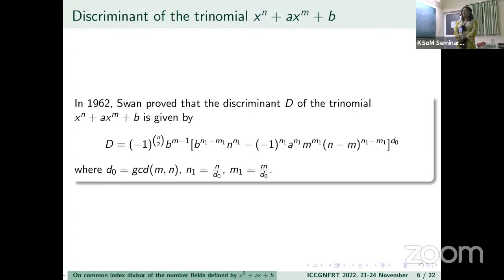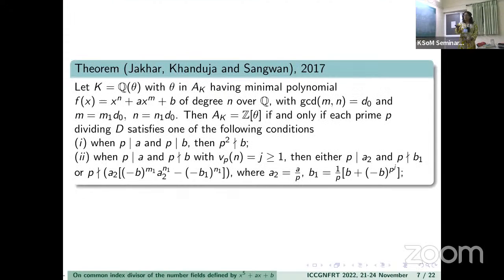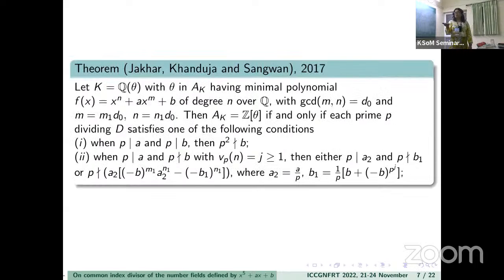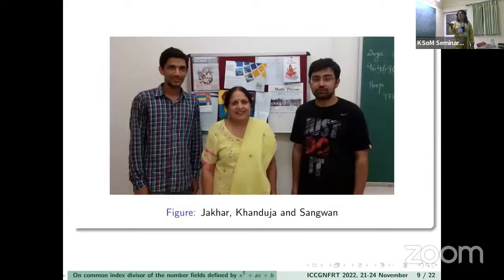Now, in 1962, Swan proved that the discriminant of the trinomial x^n plus ax^m plus b is this. Then, keeping in mind this formula, in 2017, Jakhar, Khanduja and Sangwan extended the result of Khanduja and Jhorar to trinomials of the type x^n plus ax^m plus b. They proved that A_K equals Z[theta] if and only if each prime p dividing the discriminant satisfies one of five conditions. These were the conditions reduced by them. This is the picture of Jakhar, Khanduja and Sangwan.